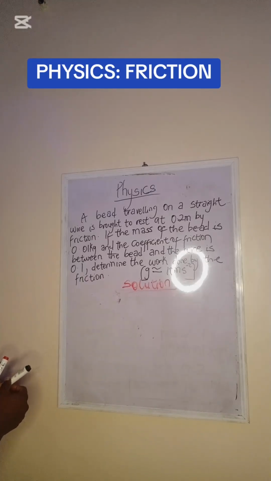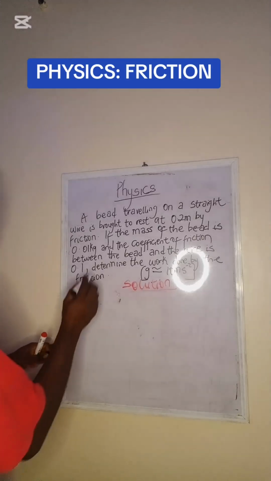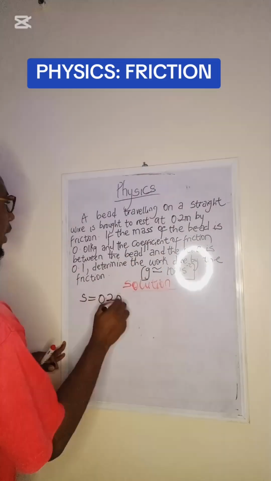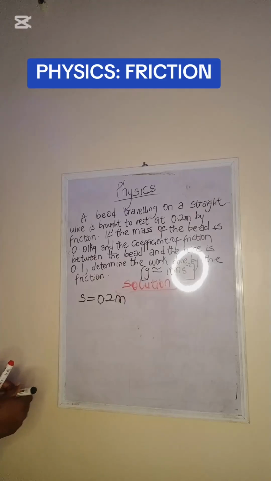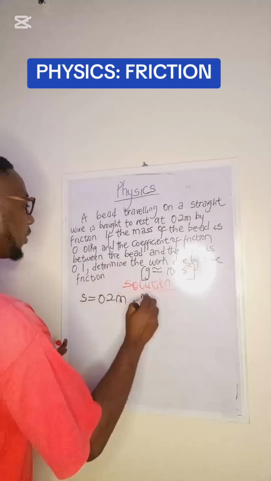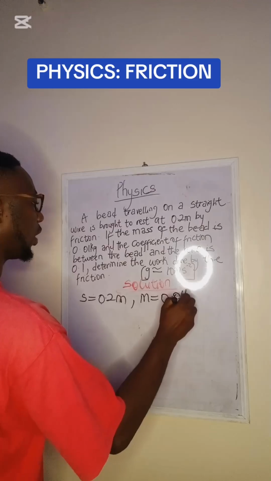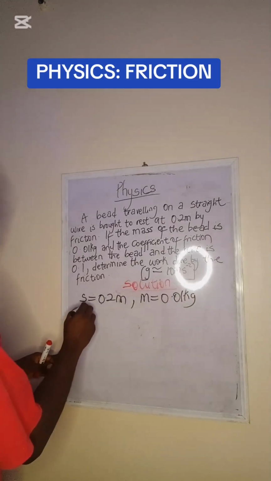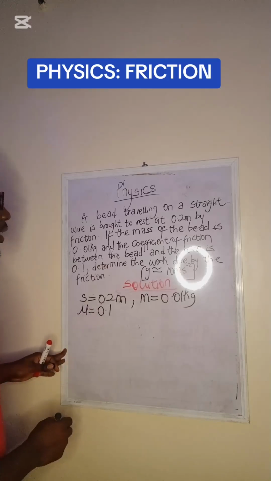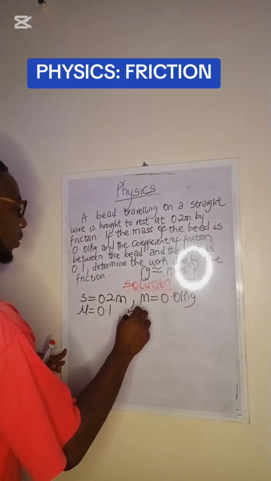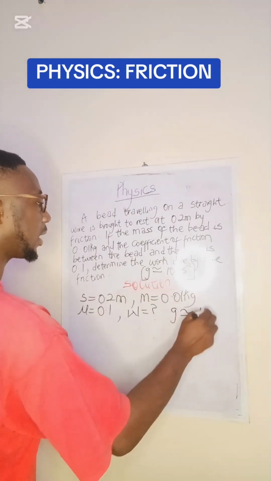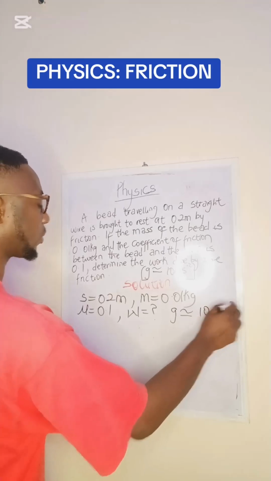So the first one reads, a bead traveling on a straight line wire is brought to rest at 0.2 meters. 0.2 is the distance, 0.2 meters, by friction. The mass of the bead is 0.01 kg. And the coefficient of friction between the bead and the wire is given as 0.1. Then we should determine the work done. Work done, W, is unknown. Then acceleration due to gravity is approximately 10 meters per second squared.